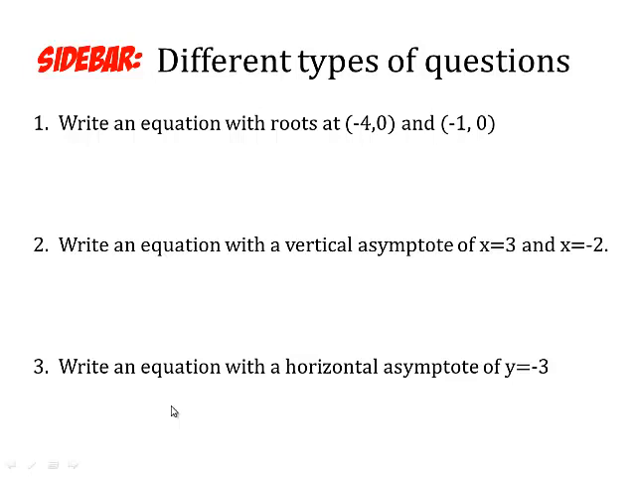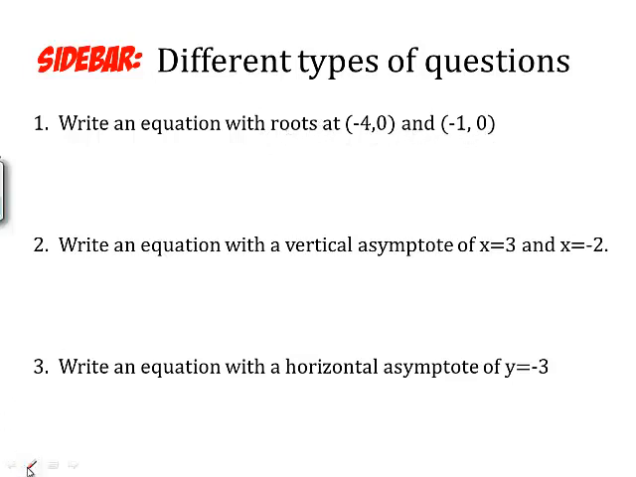Alright, so before you jump to number 4, I want you to go down to the bottom of your notes where I have different kinds of questions. We've talked about this a little bit, but I want you to be comfortable with this type of question, so we're going to practice some more. So look, it says to write an equation with roots at (-4, 0) and (-1, 0).